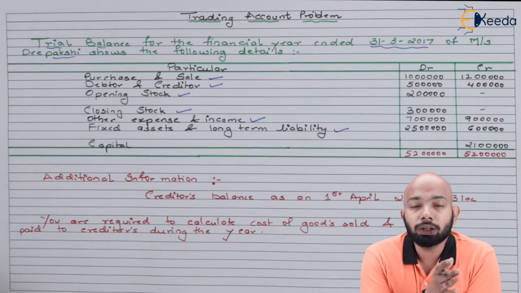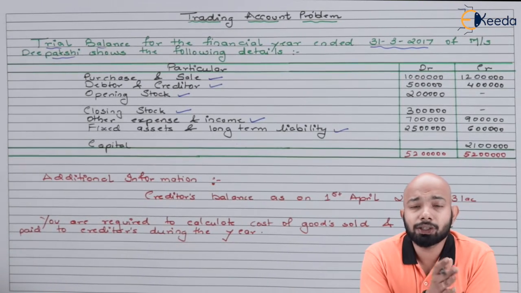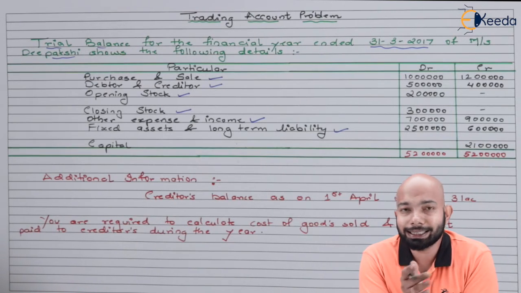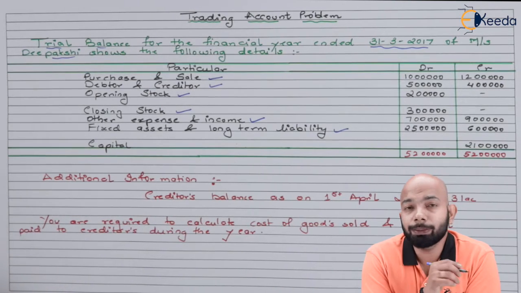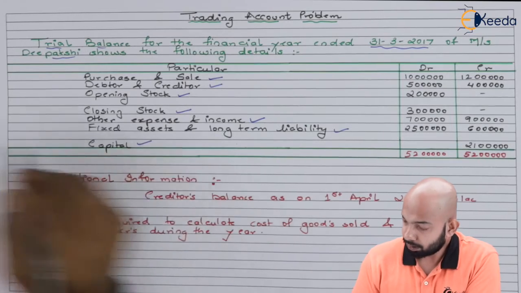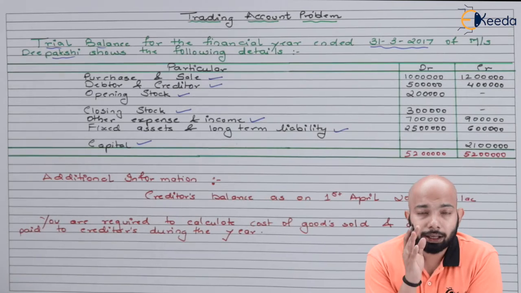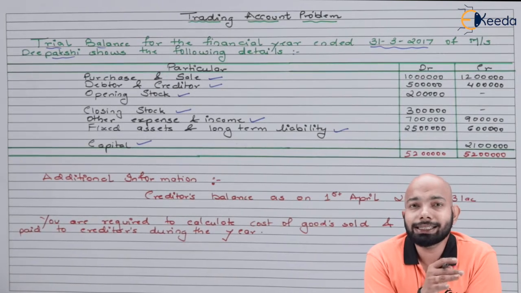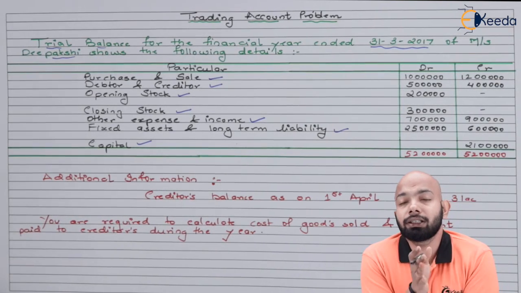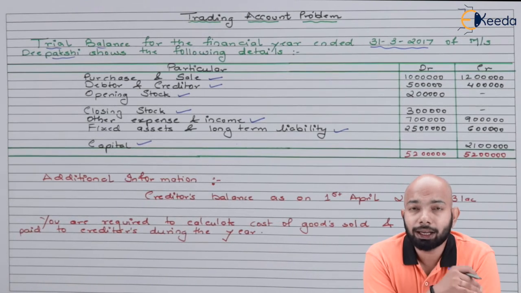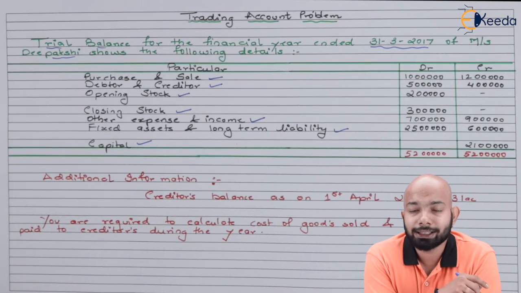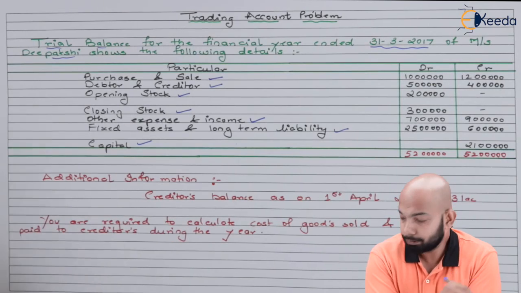Fixed assets and long-term liability have also been mentioned. Fixed assets are 25 lakh, long-term liability is 6 lakh. The last part will be capital. Capital has a credit balance, totalling 21 lakh. Now when we tally the debit and credit sides, we get a tallied trial balance of 52 lakhs each, both on the debit and credit side.